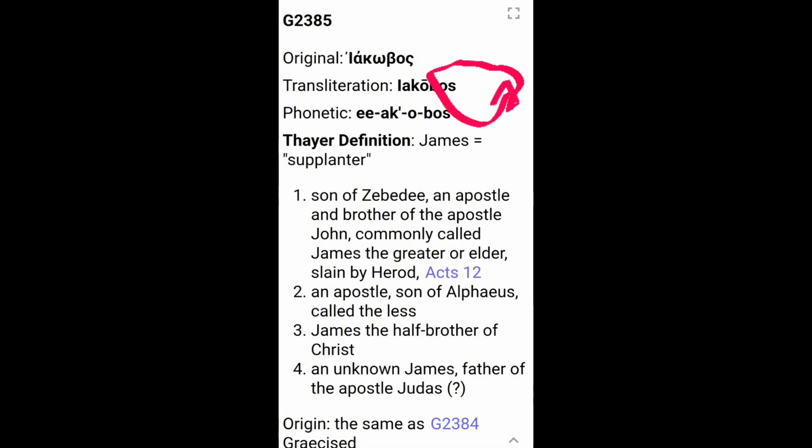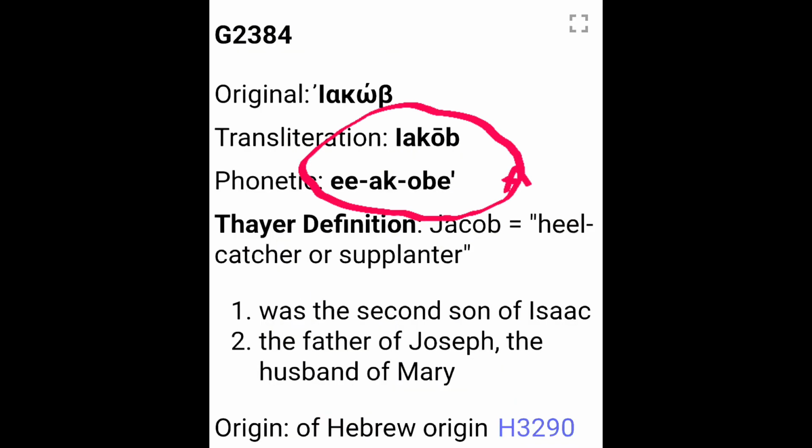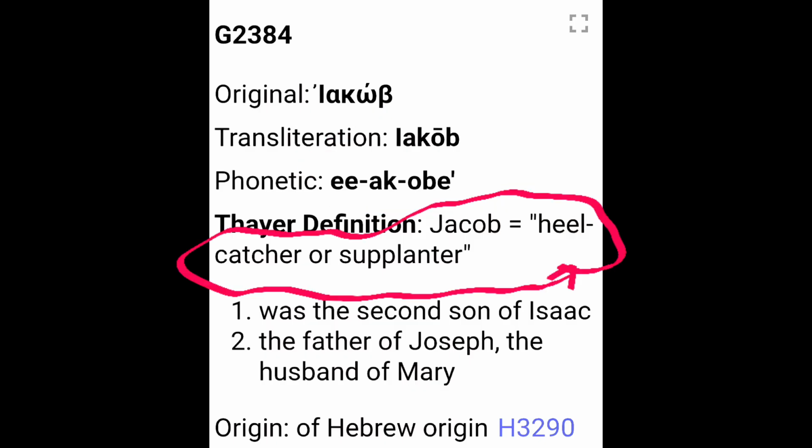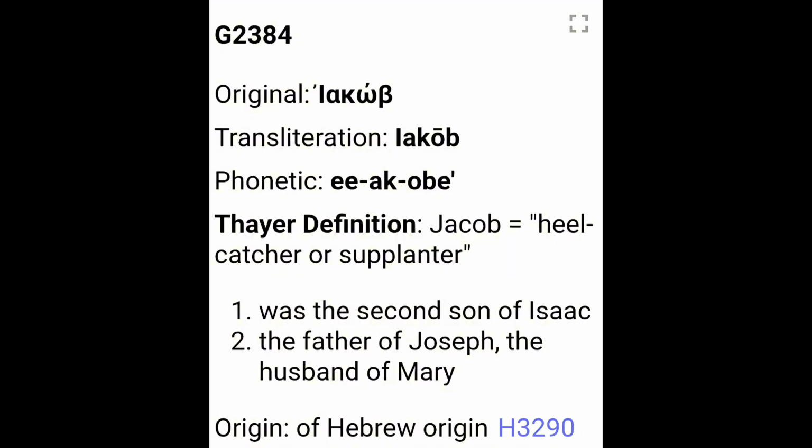Notice the ending of this word is with an S, Iakobos, and we see that it's coming from G2384, Iakob, which means Jacob or heel holder or supplanter. So the first word, James, Iakobos, is defined as James, and the second word, Iakob, is defined as Jacob, and both are defined as a supplanter, Jacob as a heel holder.